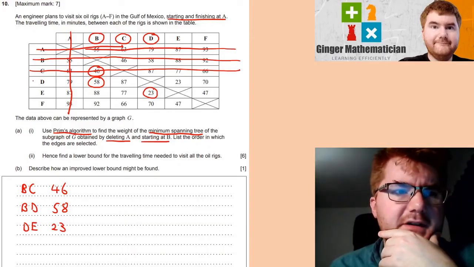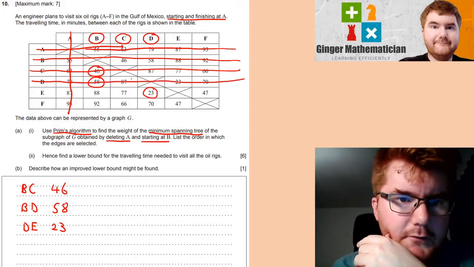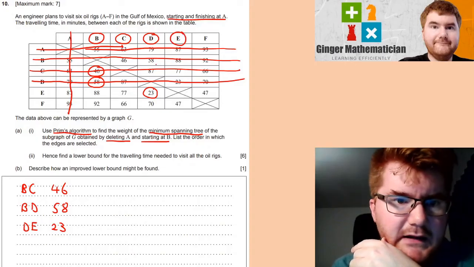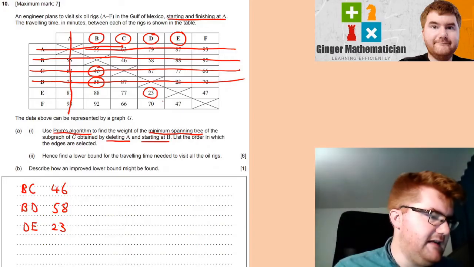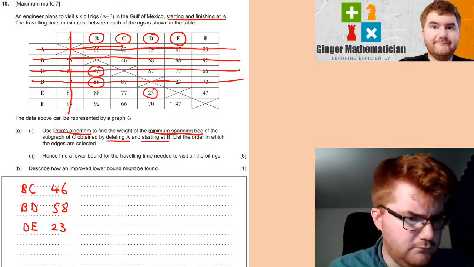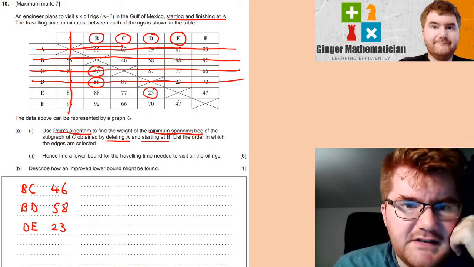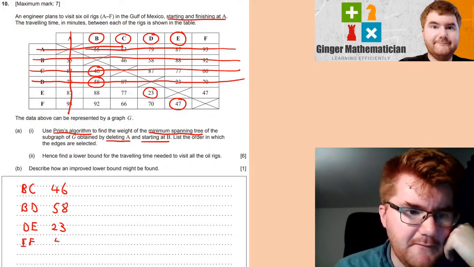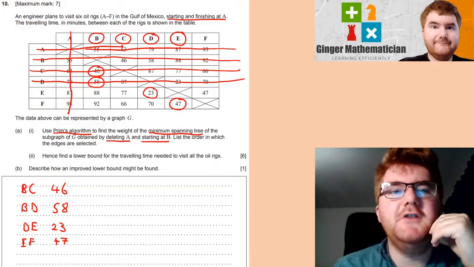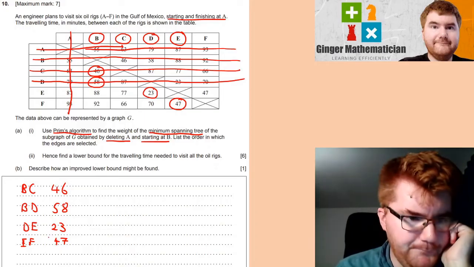Now we're looking for the last one here. We've got DE now, so we look for the lowest out of all the lists that we have, and you'll see the lowest one is EF, with 47. So that's going to be our very last edge, which is 47. Notice we've got 5 nodes, so I know that with Prim's algorithm there's going to be 4 edges.